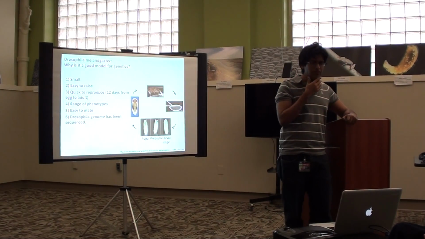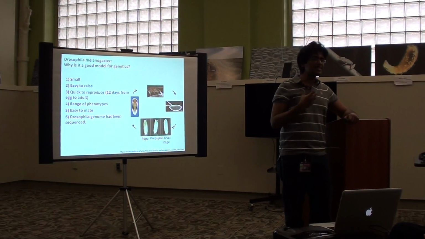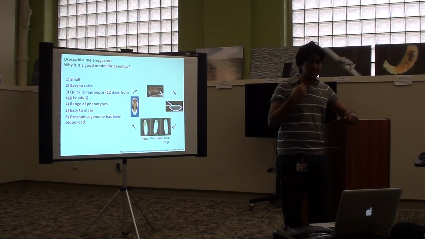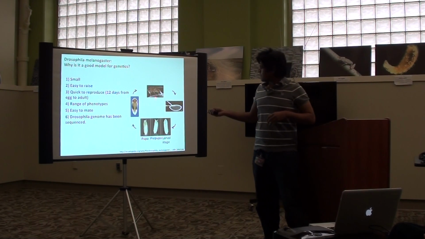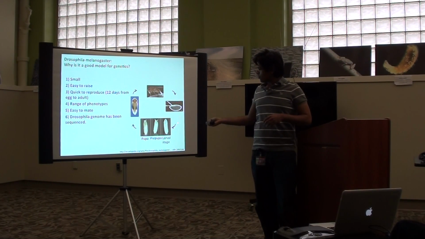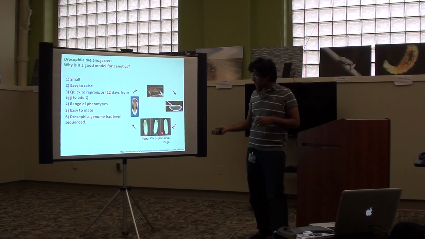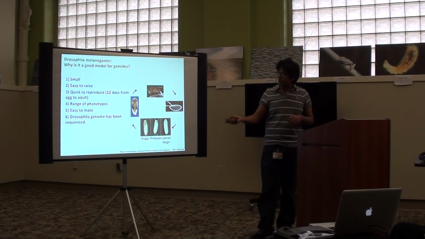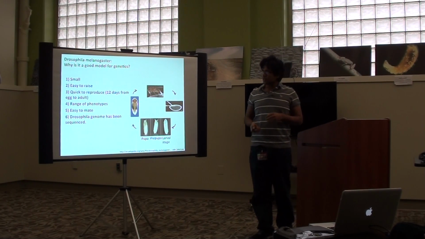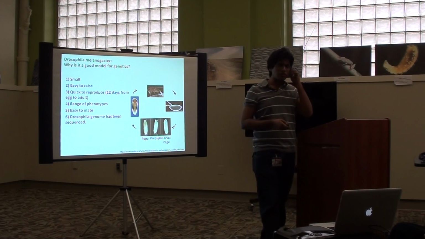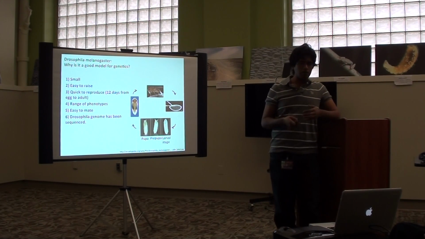The reason we study Drosophila is because it's small. It's easy to maintain and easy to raise. Their reproduction is quick: it's 12 days from egg to adult. An adult lays an egg, which goes through the larval stage, to a prepupa, a pupa, and then turns into an adult. There is a range of phenotypes, from wing defects to behavioral defects, that you can easily count and quantify.